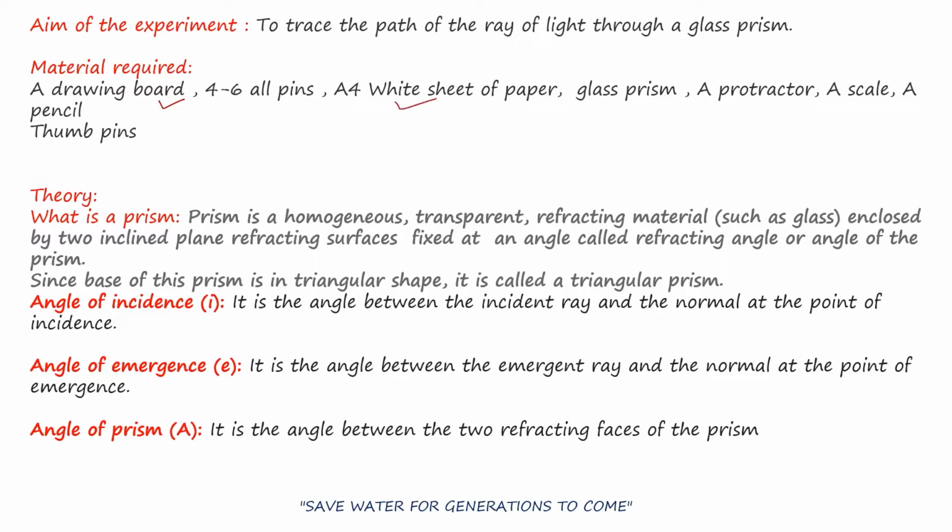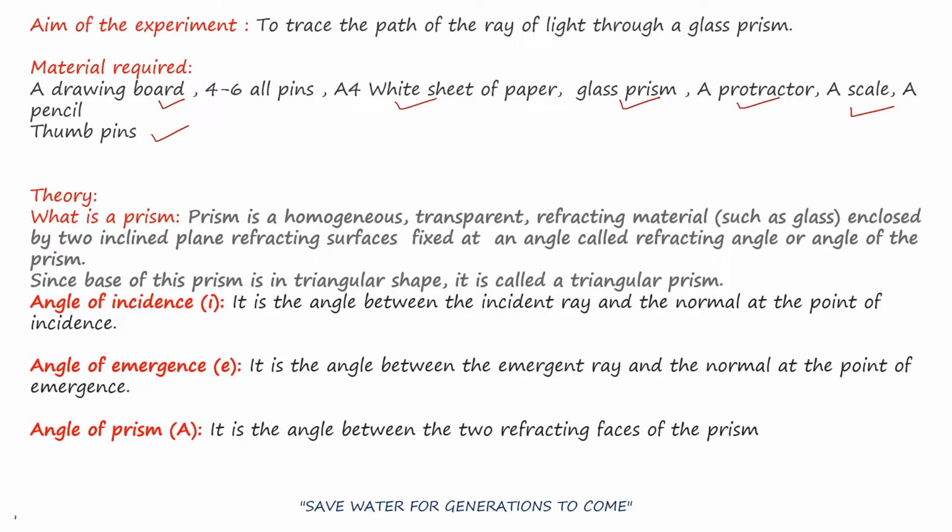An A4 white sheet of paper, a glass prism, a protractor to measure the angles, a scale to draw the rays, and a sharp pencil, which should be dark also. And thumb pins are required. You can take two thumb pins, two are enough. One can be fixed at one diagonal, the second can be fixed on the second diagonal. So it will not allow the paper to move while performing the experiment.